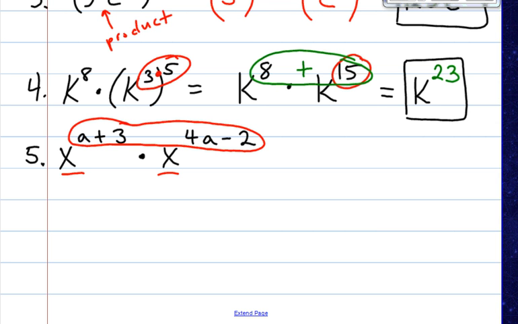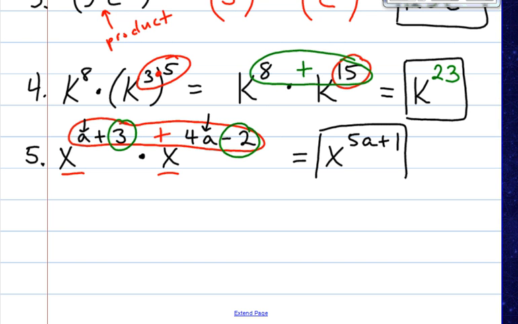And this time our exponents, instead of just being numbers, are whole expressions, but you still do the same thing. So I'm going to add their exponents together. The base stays the same, so we're going to keep x down at the bottom. And then we're going to add like terms. So that is a plus 4a makes 5a. And then 3 minus 2. So make sure you see that 3 minus 2 is plus 1. And 5a plus 1, that's a simplified expression, so we're going to leave it like this. I know it looks really weird, but it's just getting used to applying those rules.